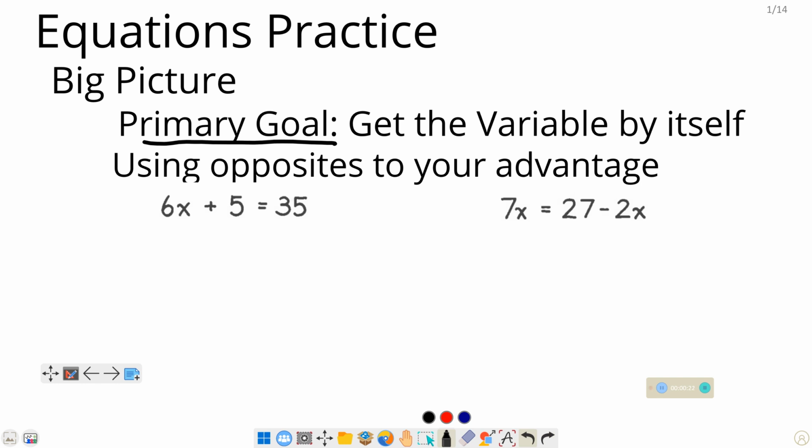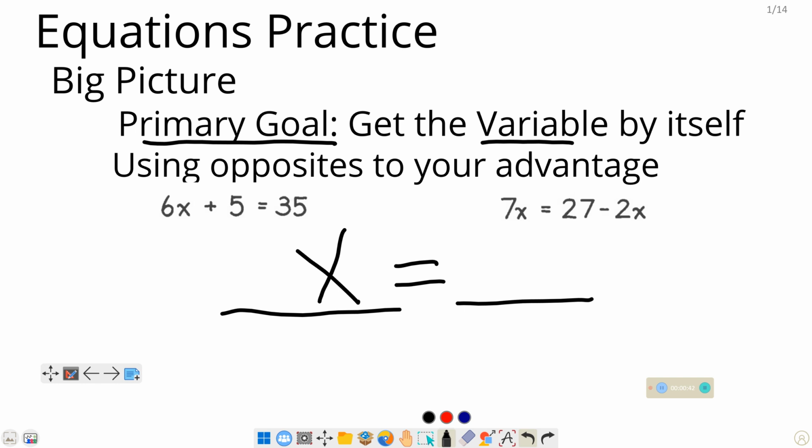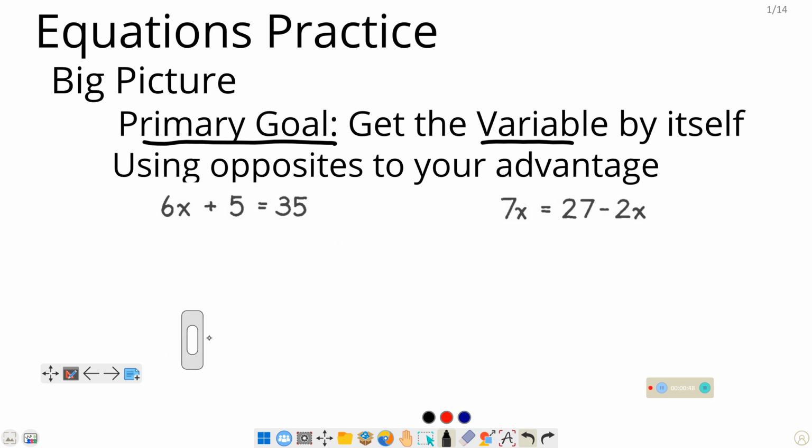The primary goal is to get the variable, now that could be the letter x in many of our situations, but it is to get our variable by itself. An equation has two sides, the left side of the equal sign and the right side of the equal sign. And the goal is to get the variable by itself and a number on the other side. This is the big picture, overarching goal: to get the variable by itself.